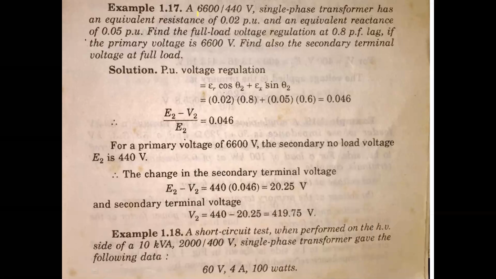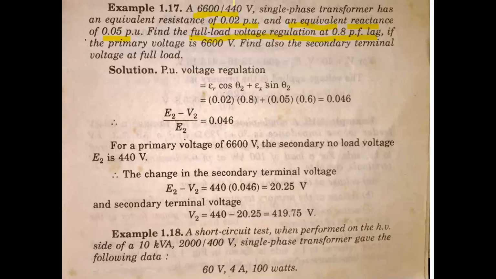The 6600 by 440 volts single phase transformer has an equivalent resistance of 0.02 per unit and an equivalent reactance of 0.05 per unit. Find the full load voltage regulation at 0.8 power factor lagging if the primary voltage is 6600 volts. Find also the secondary terminal voltage at full load.